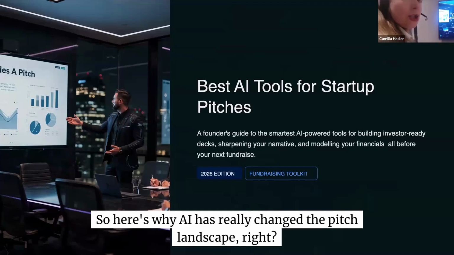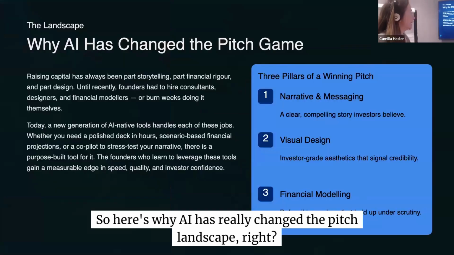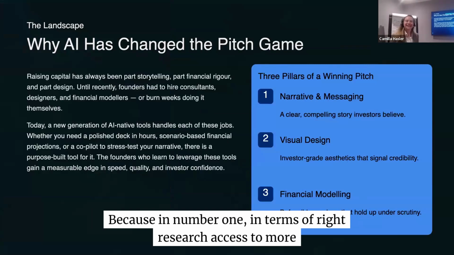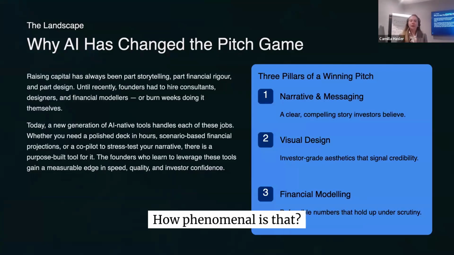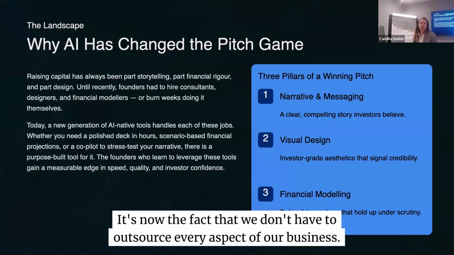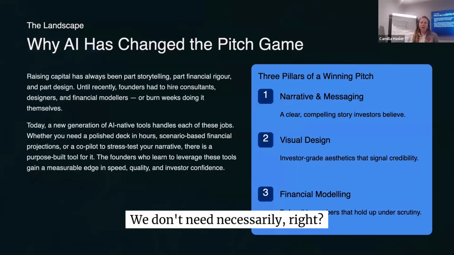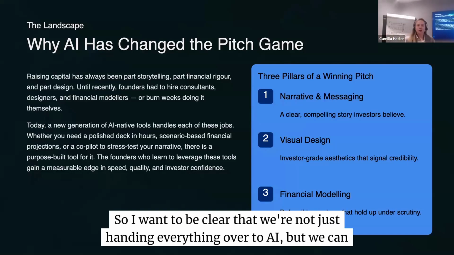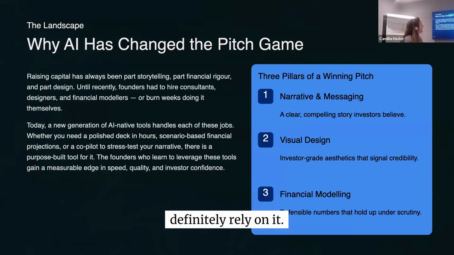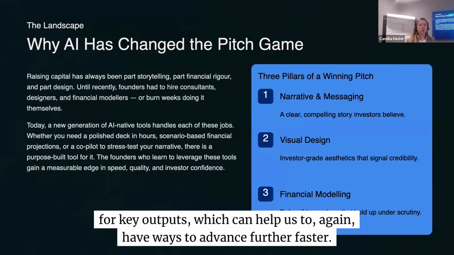So here's why AI has really changed the pitch landscape. Because number one, in terms of research, access to more sources, we can ask AI to help us to research a key area. How phenomenal is that? But it's more than that. It's now the fact that we don't have to outsource every aspect of our business. We don't need additional resources. So I want to be clear that we're not just handing everything over to AI, but we can definitely rely on it for key outputs, which can help us to have ways to advance further faster.